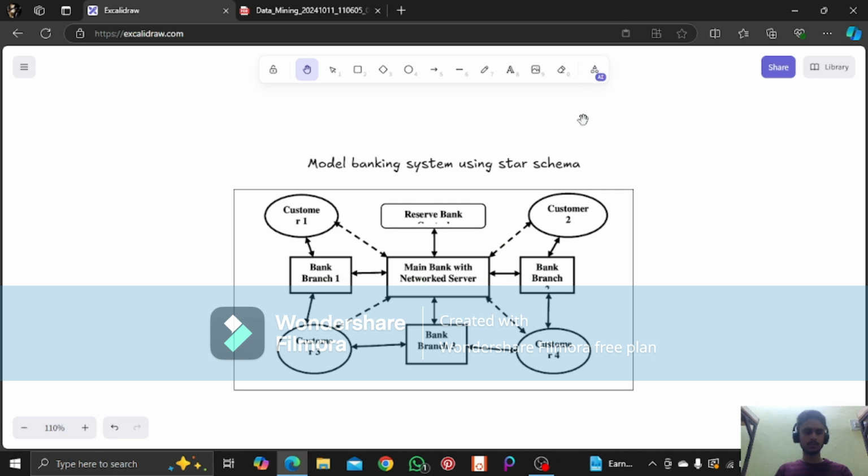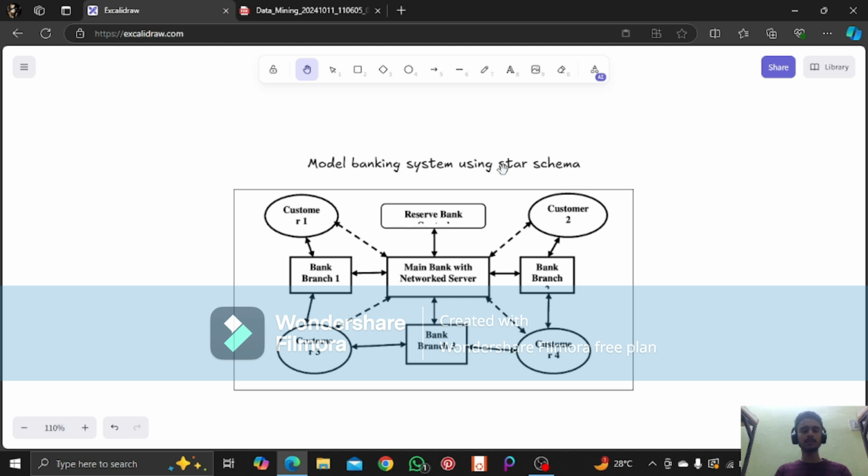So hey guys, welcome back. Today I'm here with an all new project on the model banking system using the star schema. So basically, a model banking system is a conceptual or simplified representation of the core functions and processes of a real-world banking system. It is typically used for educational, research, development, or simulation purposes to help understand how different components of a banking system work together. A model banking system focuses on key elements such as customer accounts, transactions, loans, deposits, withdrawals, and other banking activities.